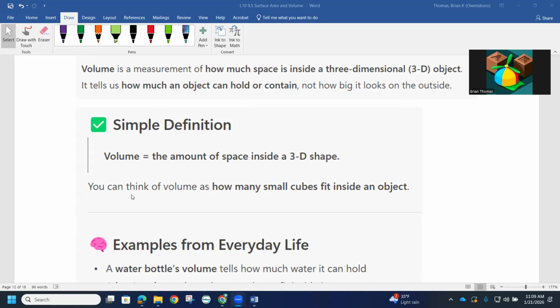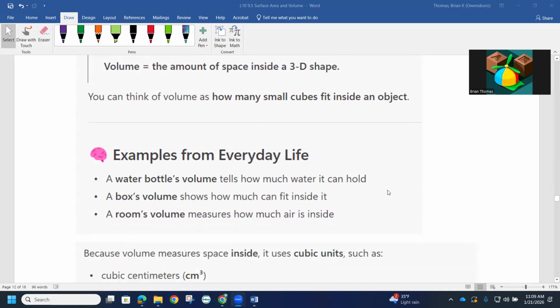Now, to do this, what you can think of is this: how many small cubes can fit inside an object? The number of cubes it can hold actually represents its volume.